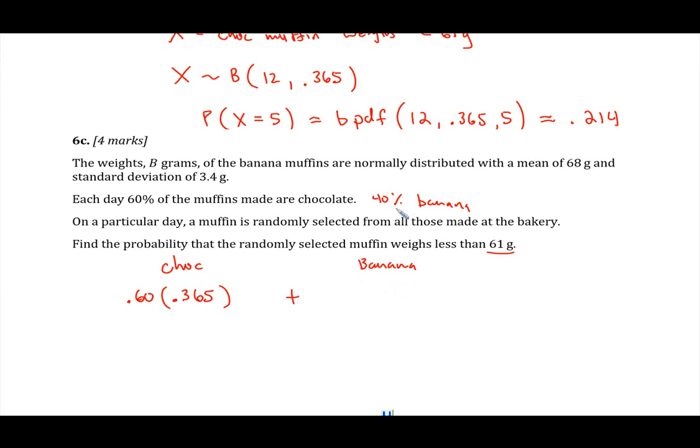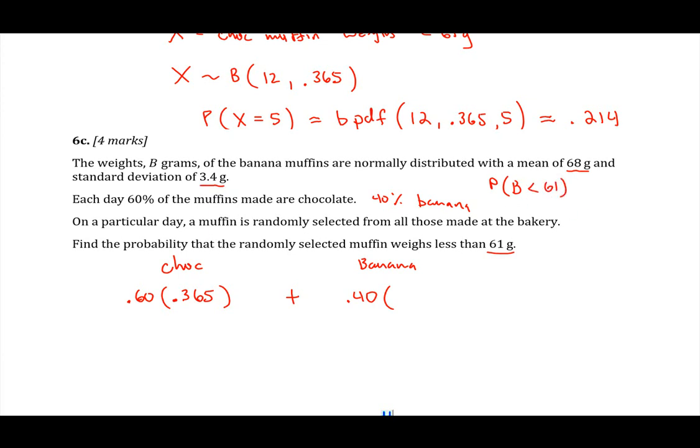Now, banana. So 40% are banana, so this would be 0.40. That's how many bananas are made in one day. What's the probability that a banana will be less than 61? Well, we actually don't know that yet. We need to calculate this, so we need to use the information that they gave us. So we're going to calculate the probability that a banana is less than 61.